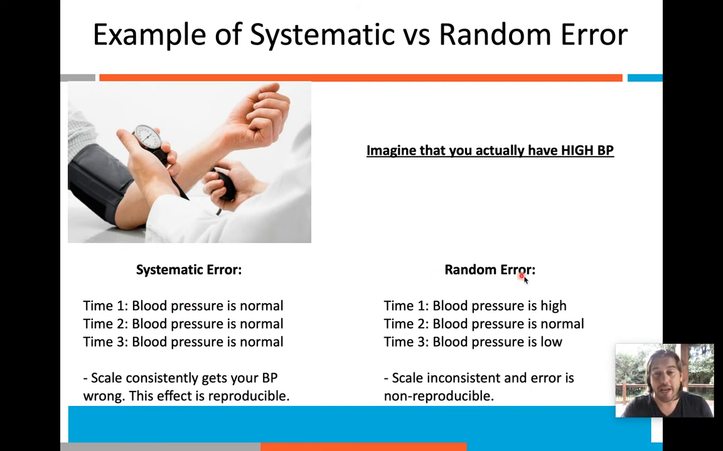If you have random error in your measurement tool, good luck, right? Because you don't know up from down. You don't know what's happening. You don't know, is it technological error? Is it user error? Is it the measurement tool itself? You've got no idea what's going on. So random error is what we really want to avoid. We want to avoid as much error as possible. But if you had to have error, you would prefer systematic error to random error.